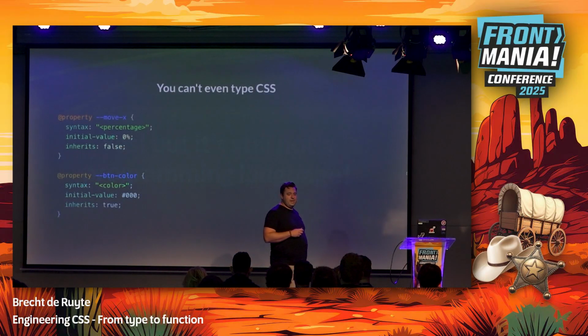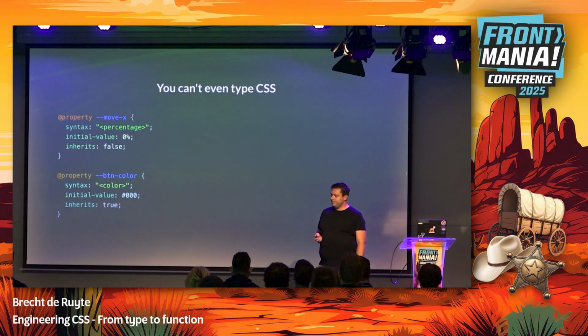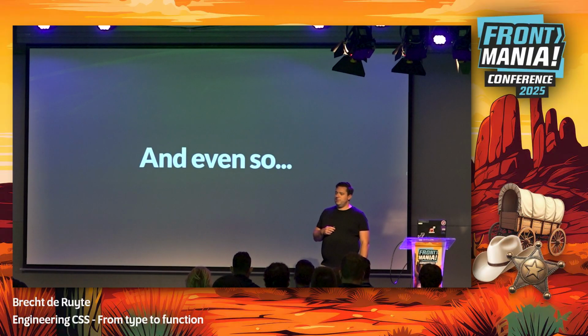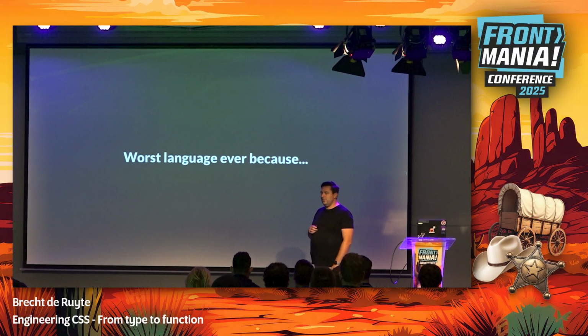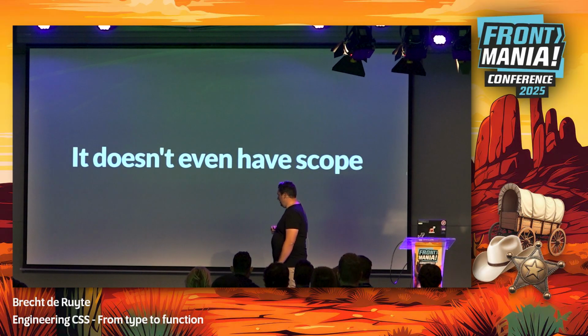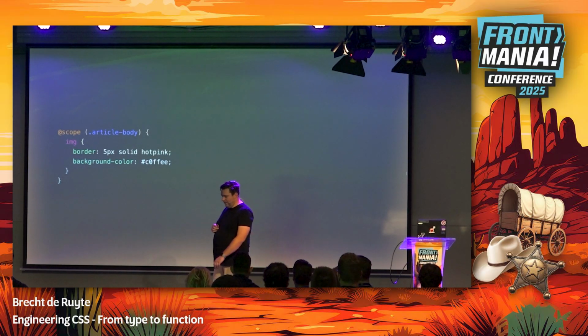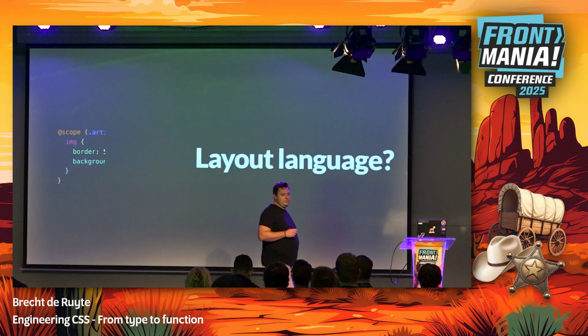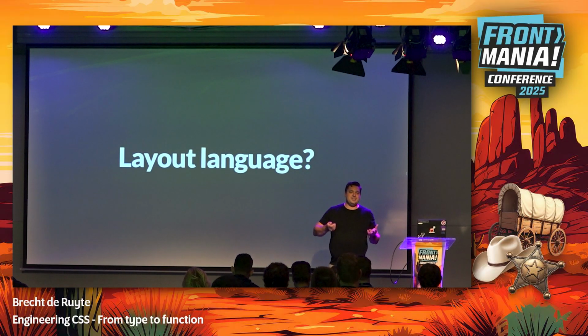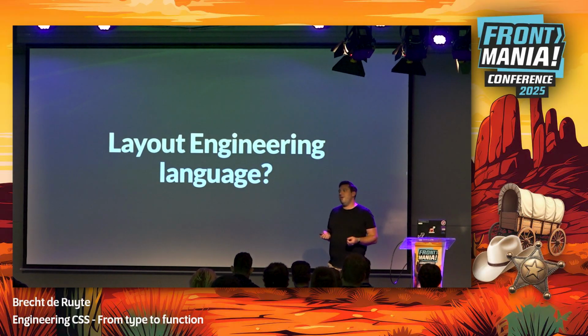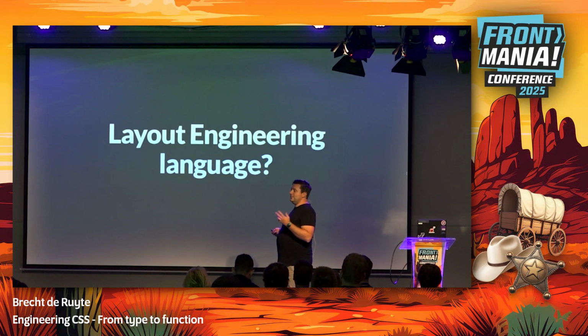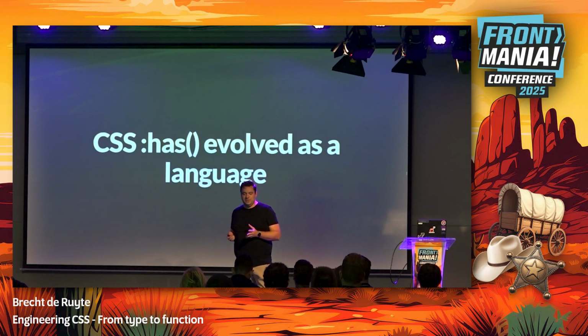Because you cannot even type CSS. And what's worse, it is probably the worst language ever because it doesn't have scoping. Now, I don't know if we should call it a layout language, maybe we should call it a layout engineering language. All that I can tell you is that CSS has evolved a lot in the last couple of years.